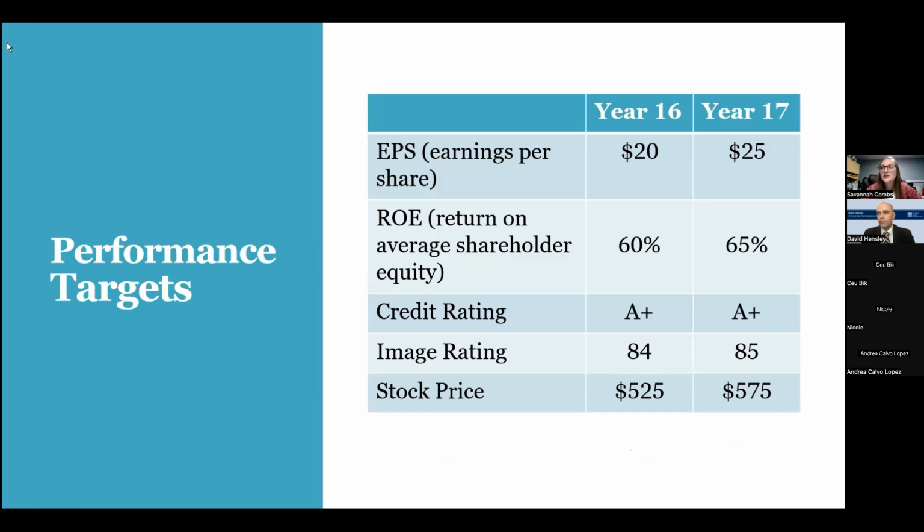The team at Beta Digital has put together some performance targets for years 16 and 17 as if the simulation continued. So our earnings per share for year 16, we decided should be $20, and year 17 should be $25. The return on average shareholder equity would be 60% for year 16 and 65% for year 17. Credit rating should remain at an A+ for year 16 and 17. Image rating should be 84 in year 16, but go up to 85 in year 17. Our stock price should be no less than $525 in year 16 and $575 in year 17. We have made some high performance targets, but if we keep going in the direction that we are going in, we do believe that they are doable.